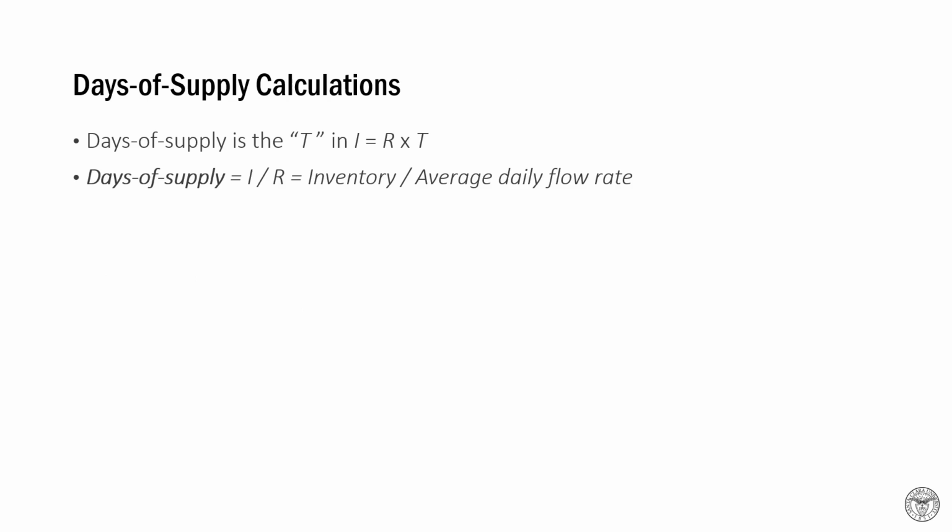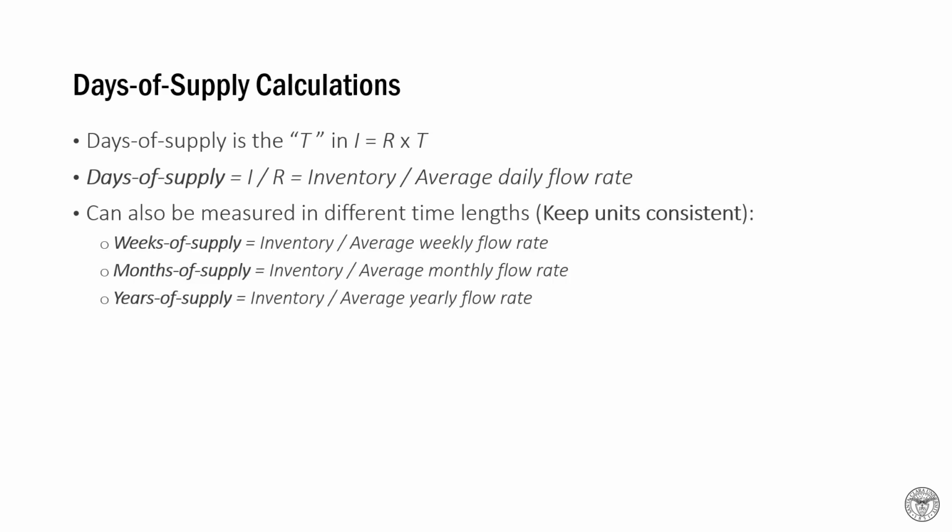Days of supply is a crucial metric in inventory management that represents the T in the equation I equals R times T. It calculates how long the current inventory will last at the average daily flow rate, and is computed as inventory divided by average daily flow rate. The same concept can be applied to different time lengths such as weeks, months, or years. But it is important to keep units consistent when calculating.